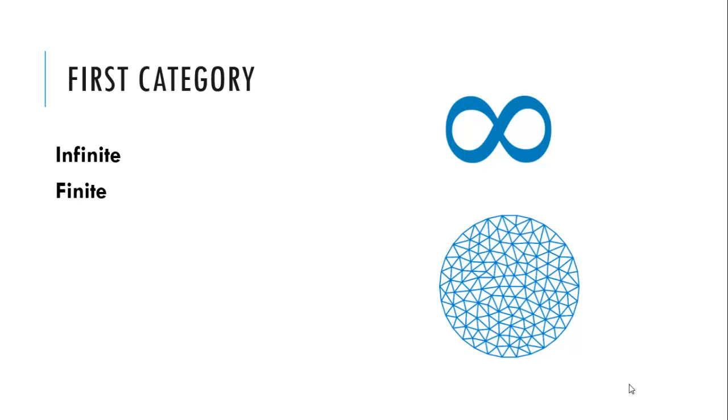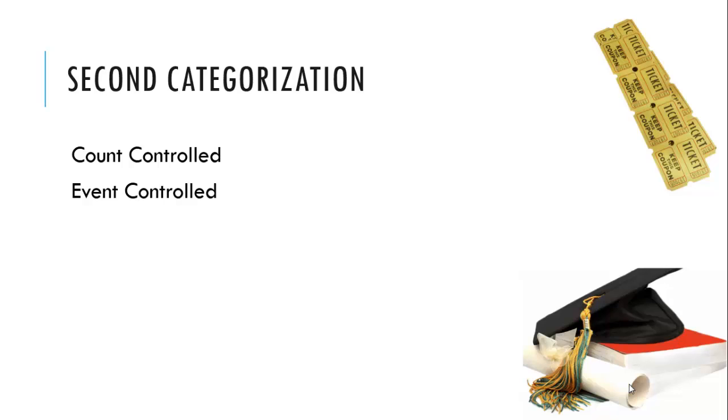On the other hand, a finite process is defined by either a finite count or a finite event. So most of these slides coming forward talk about finite categorizations. Another categorization in which loops could be categorized is called count controlled or event controlled. When we talk about a count controlled loop, it's pretty much like something that's going to go on in a cycle. However, we know how many times it is going to go in a cycle.